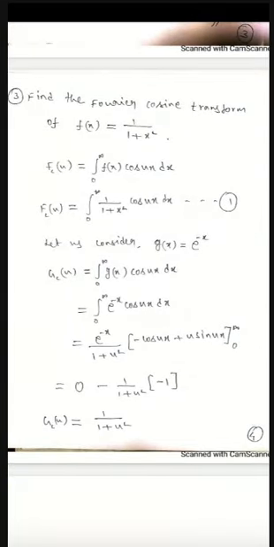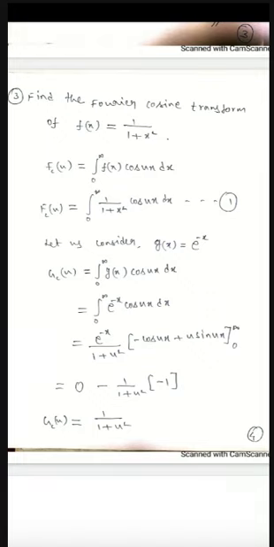Find the Fourier cosine transform of f of x is equal to 1 by 1 plus x square. So here, what is the cosine transform? Fc of u is the integral from 0 to infinity of f of x cos ux dx. So Fc of u is equal to the integral from 0 to infinity of 1 by 1 plus x square cos ux dx. You can call it equation 1.